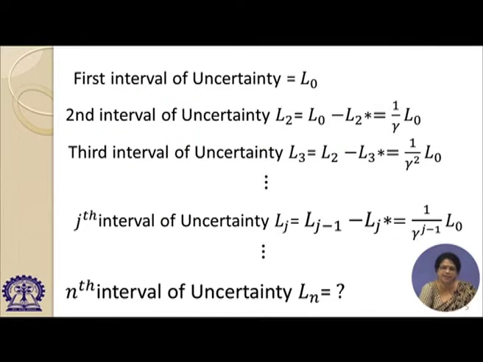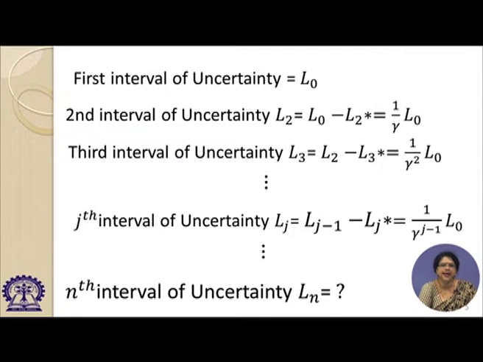If we calculate the length of the interval of uncertainty, initially it was L naught because that is B minus A, that is given to us. We know the function is unimodal between A and B. We know that property: unimodal means it has a unique maximum or a unique minimum within that interval. That is the unimodality definition.